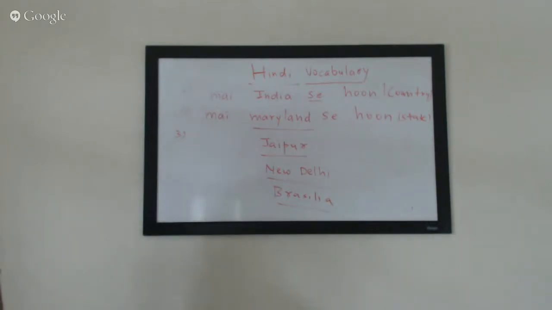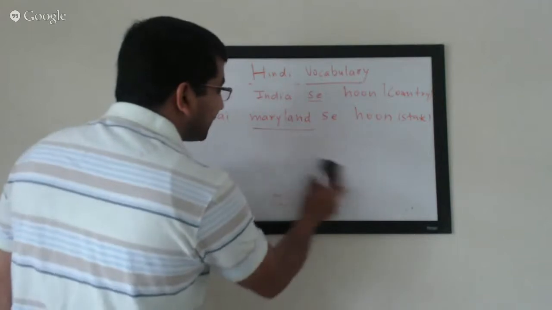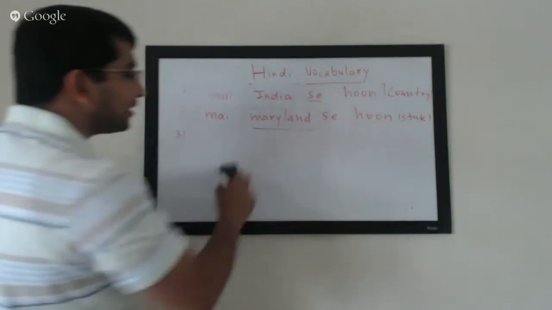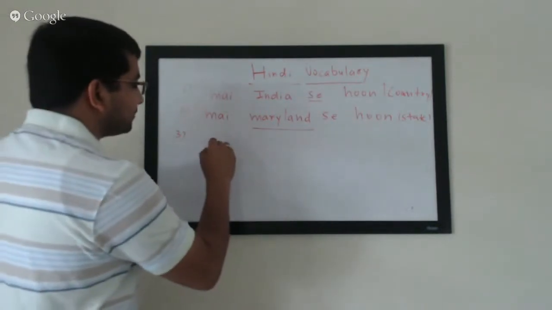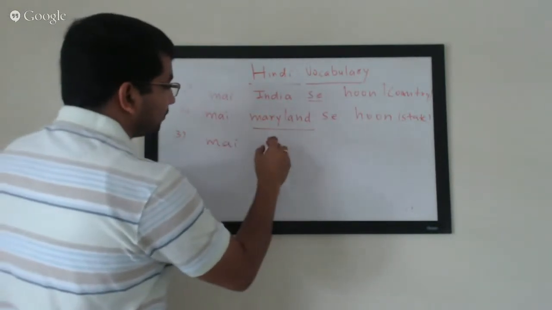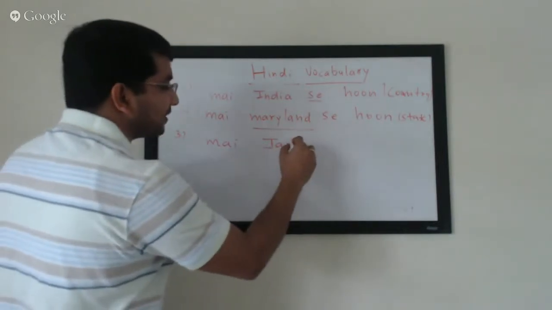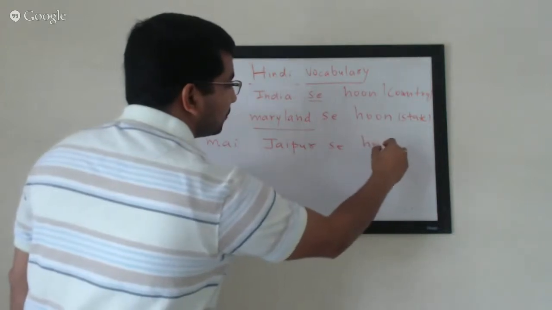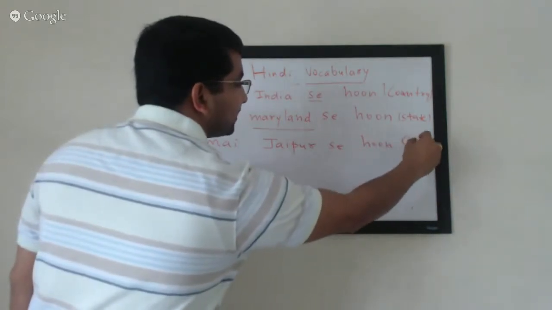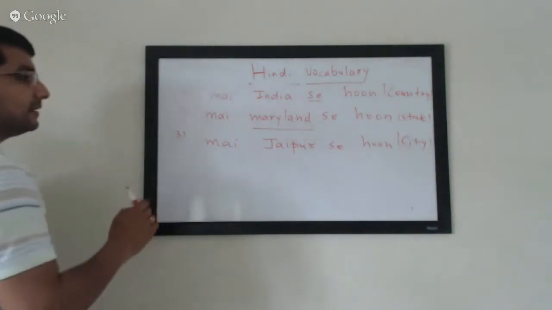Right. Now, let's keep going further. If somebody is asking you, आप मेरीलैंड में कहाँ से हैं and आप राजस्थान में कहाँ से हैं, as I said, you can write it down as मैं. If somebody is asking you from my state, आप राजस्थान में कहाँ से हैं, you can say मैं जयपुर से हूँ, and that city, right?